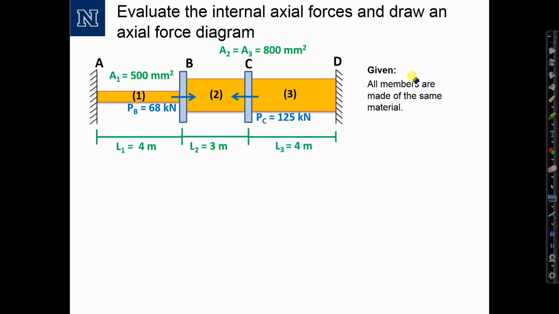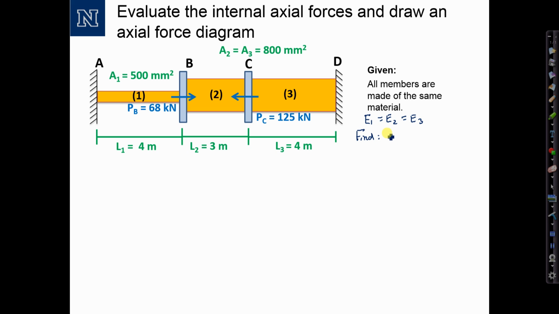We're also given that all members are made of the same material, and I'm going to go ahead and interpret that. What that means for us is that the elastic modulus for each of the bars is the same, so E1 equals E2 equals E3. And then we're asked to find the internal axial forces and draw an axial force diagram.